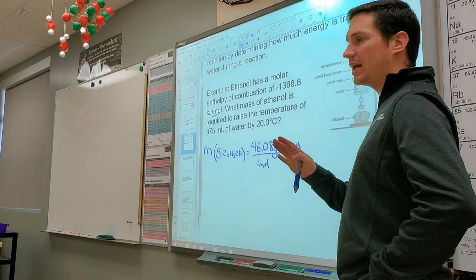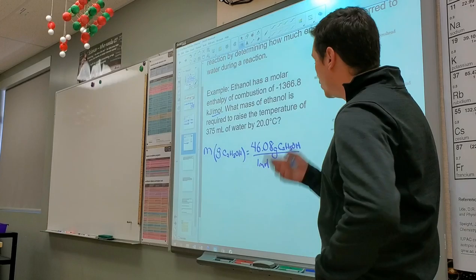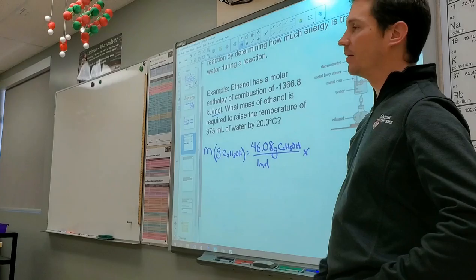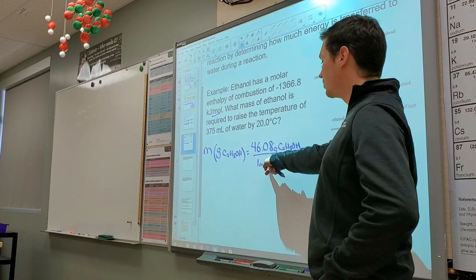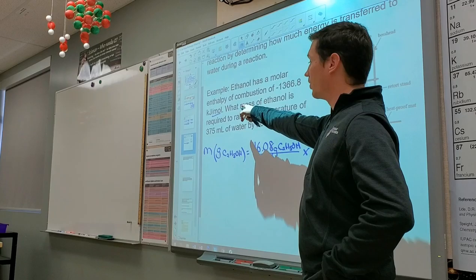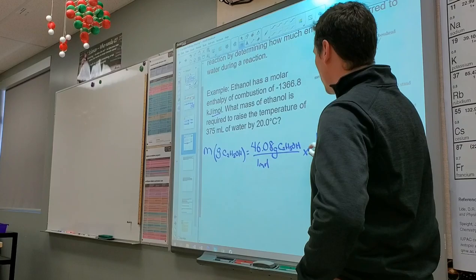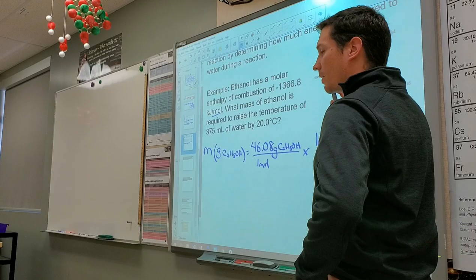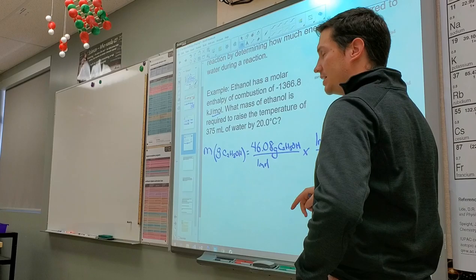We're going to see very quickly why I wrote grams of ethanol. So what do you want to cancel out here? You want to cancel out moles of ethanol, right? So where do you see moles of ethanol anywhere? I see it in the combustion, the molar combustion of ethanol. So for every 1 mole of ethanol, how much energy is released? Okay.